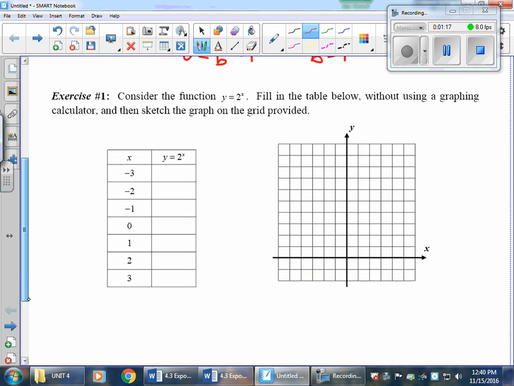So in this case, our base is 2. Our exponent is x, and this is y equals 2 raised to the x power. So why don't you take a minute without using your calculator, because I don't think you need it for this, and fill out this table.